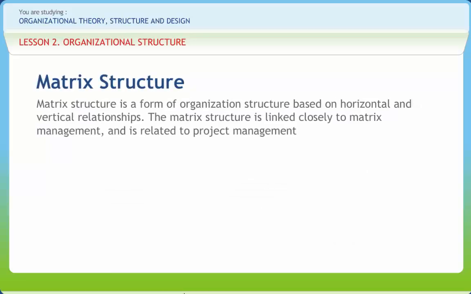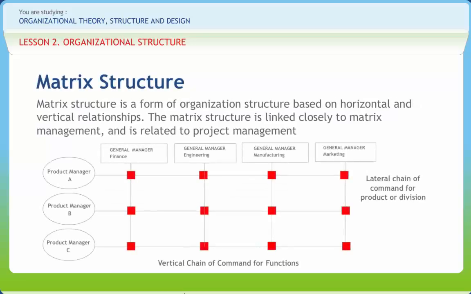Matrix structure is a form of organization structure based on horizontal and vertical relationships. The matrix structure is linked closely to matrix management and is related to project management. It emerged on an improvised rather than a planned basis as a way of showing how people work with or report to others in their organization, project, geographic region, process, or team.